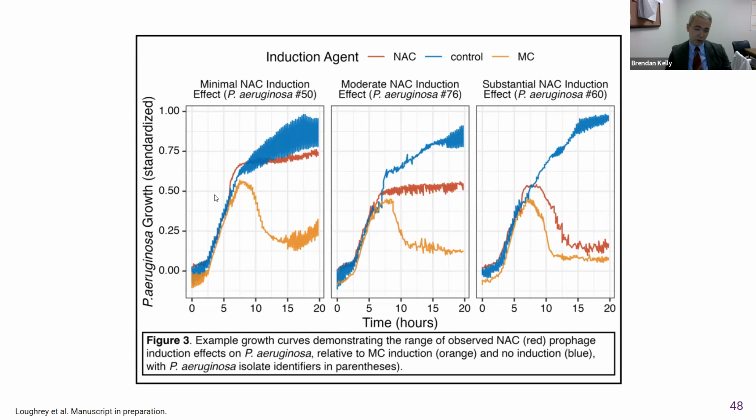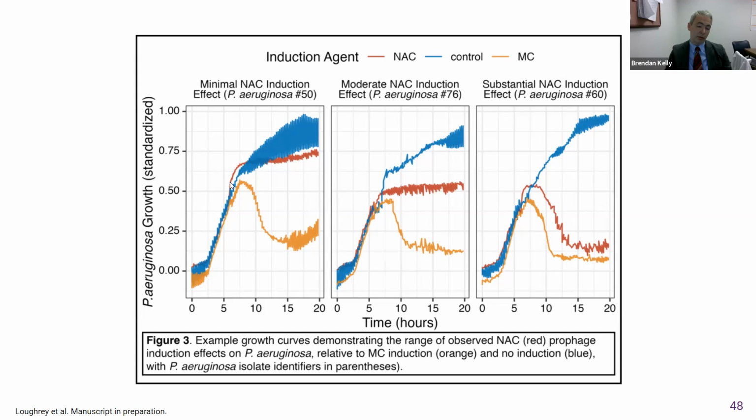So here you've got bacterial growth curves. We're looking at Pseudomonas in its exponential growth phase. In blue, we've got a control Pseudomonas where we just add a little bit of buffer midway through its exponential growth. The gold is where we add mitomycin C, which is a known bacteriophage-inducing agent, at the midpoint of exponential growth. And the red is adding N-acetylcysteine.